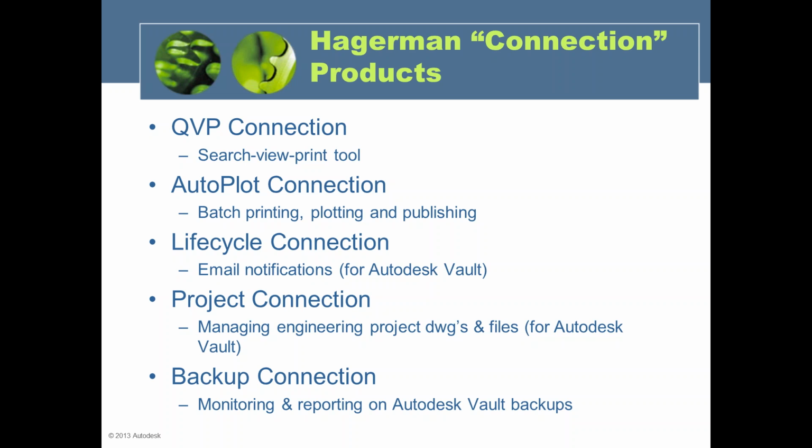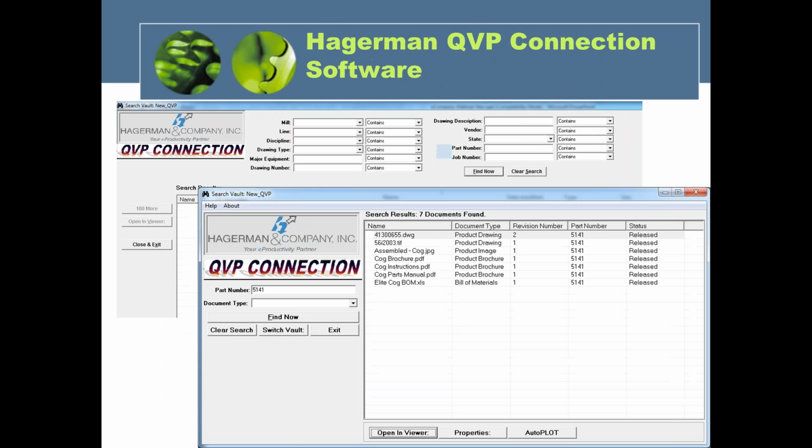Our latest one, and again one of very general use and need, is our Backup Connection, which does monitoring and reporting on the status of our customers' Vault backups. Obviously, when you're running a system like Autodesk Vault or any other IT system, there's nothing more important than having good backups. With Backup Connection, it will keep all the correct people in the organization up to date as to whether backups are running properly or if there is an issue that they might need to address. So that's our connection product line overall.